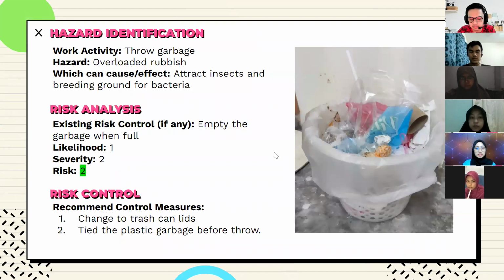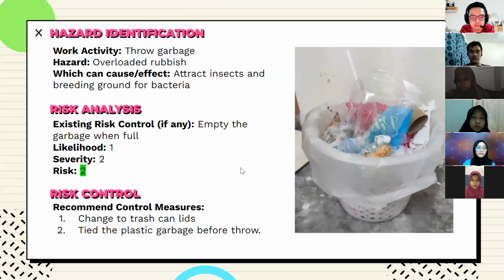First, we have a biological hazard, which is overloaded rubbish. This rubbish can attract insects and become a breeding ground for bacteria. The risk for this hazard is 2, which is low. The existing risk control is to empty the garbage when full. The recommended control measure for this hazard is to change to a trash can with a lid and tie the plastic garbage bag before throwing it.